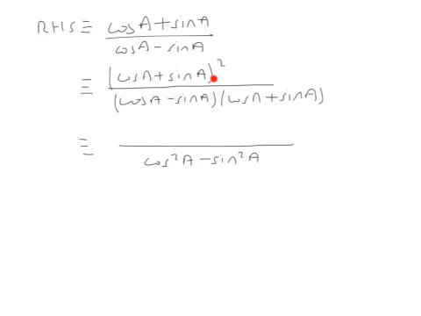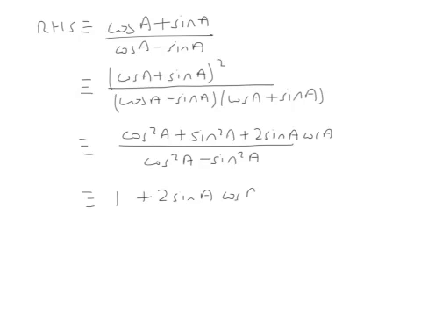Let's now expand cos a plus sine a squared. That's cos squared a plus sine squared a plus 2 sine a cos a. Cos squared a plus sine squared a is 1. So now we've got the left hand side that we had before. So that completes our proof.